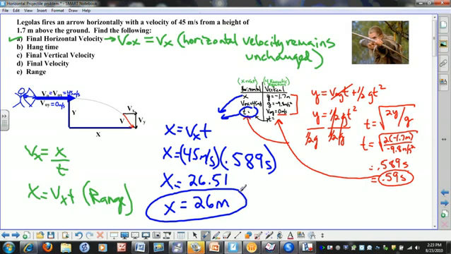So what we've done now is we've solved for the hang time here, and we've solved for the range here. And these are going to be the two components that are important for the horizontal velocity lab, the projectile lab that you guys are doing.